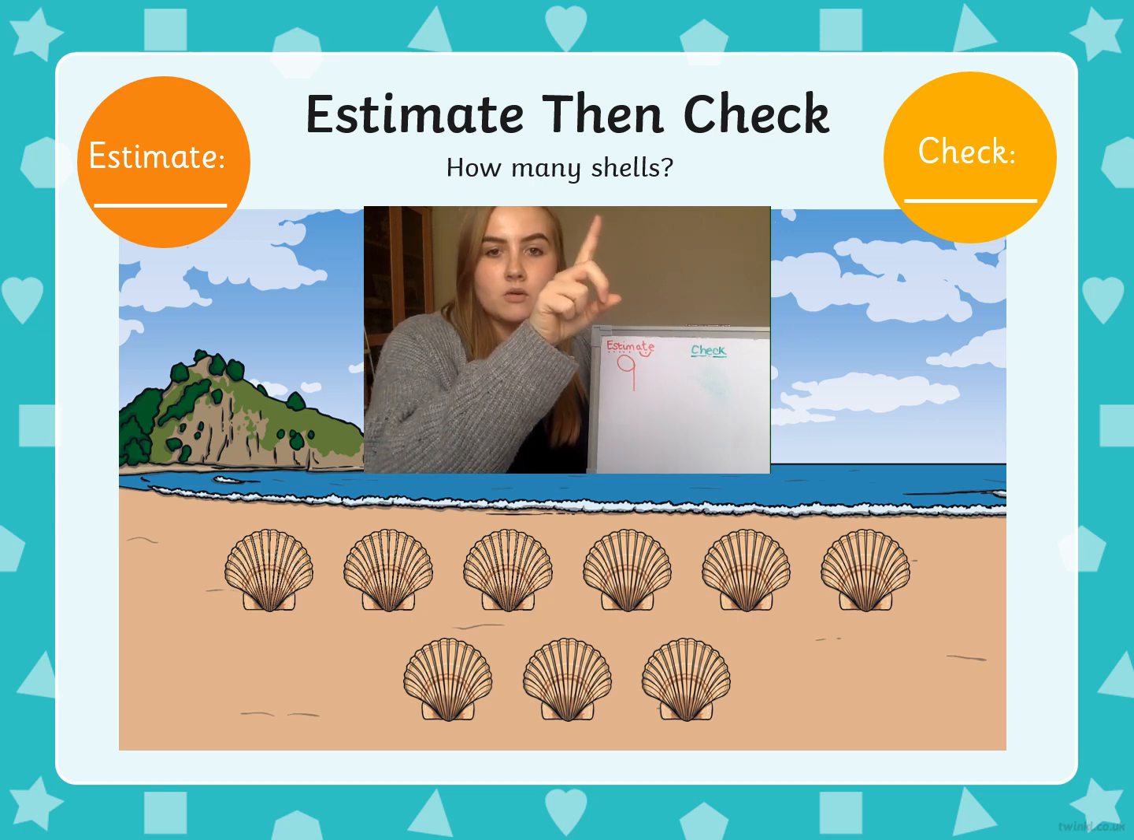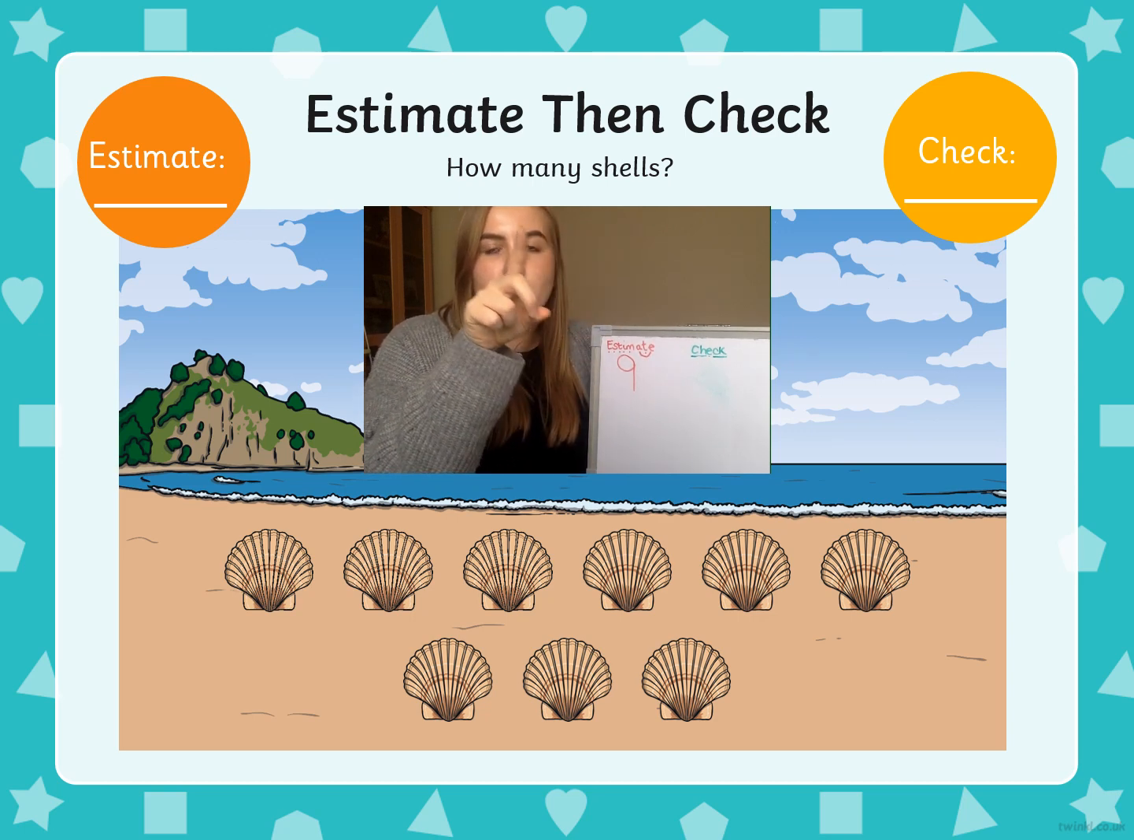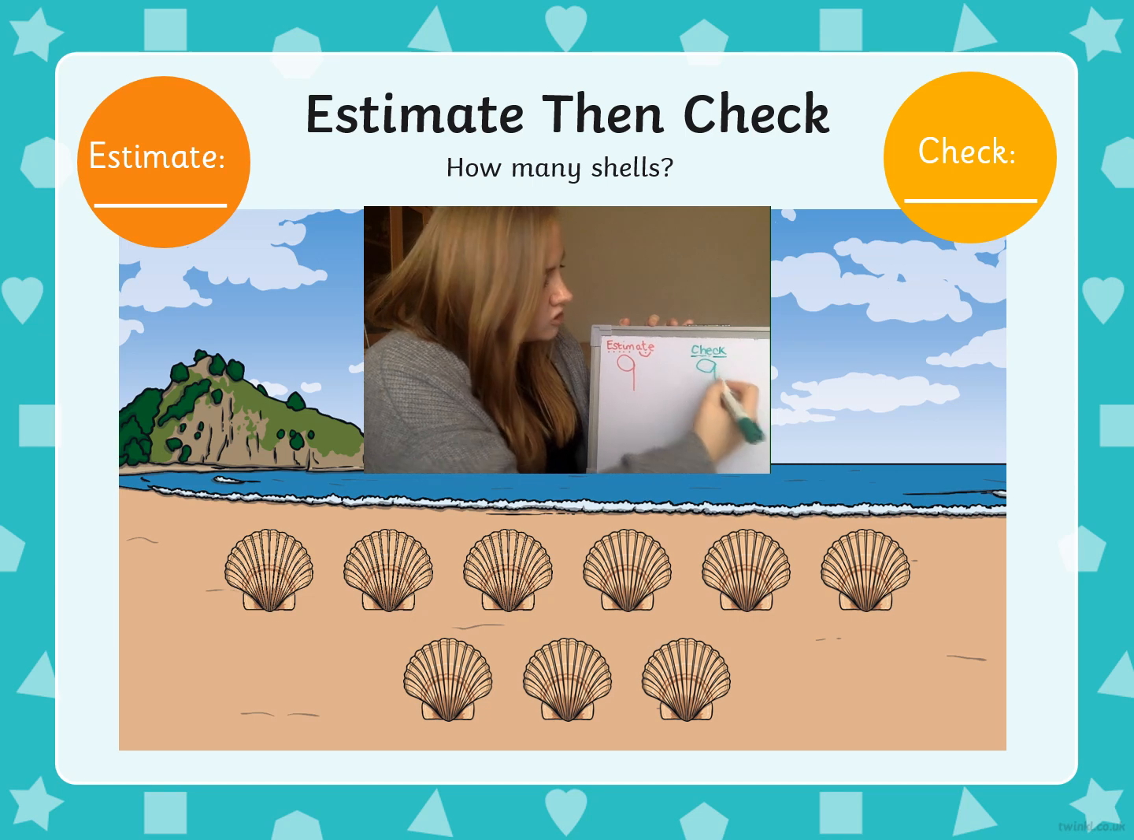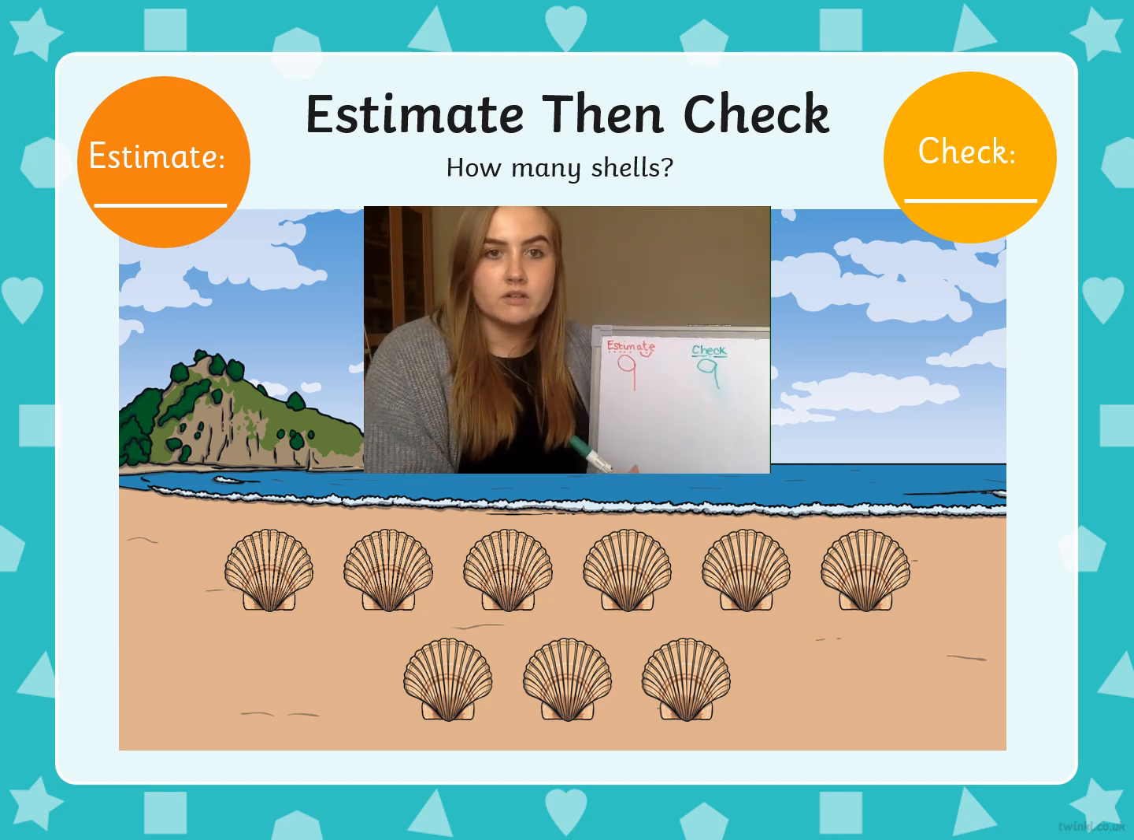So let's count. 1, 2, 3, 4, 5, 6, 7, 8, 9. So I checked and there were 9 shells. So was my estimation correct?